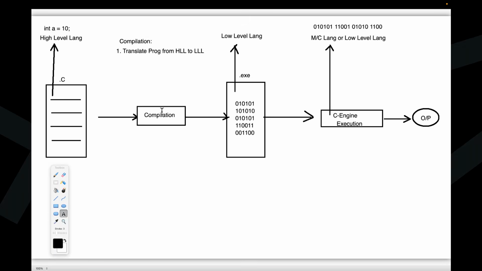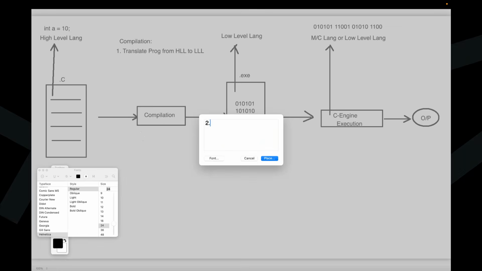Right, sir? Who is going to check that? Who is checking that? Exactly, the compilation process is checking that also. So the compilation process has another responsibility, that is error checking.